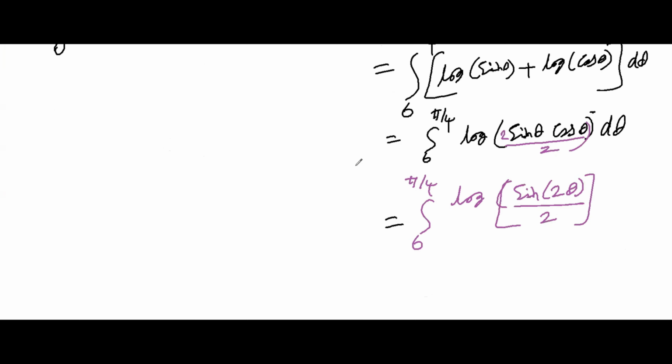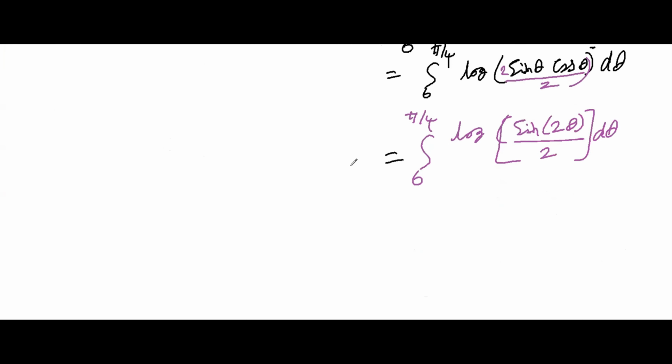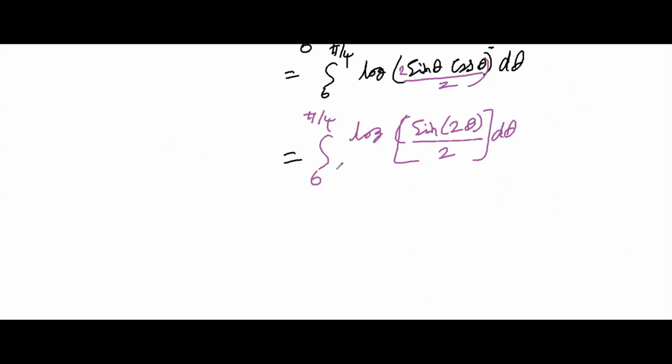This is what I will get now, d theta. Here again I can apply the law. Okay, which is that law? This will be the logarithmic law. Log of a upon b is what? It is log a minus log b. Let me write here, log of a upon b is equal to log a minus log b. So that's what I am going to write here.